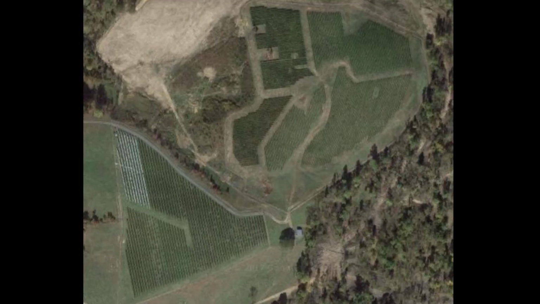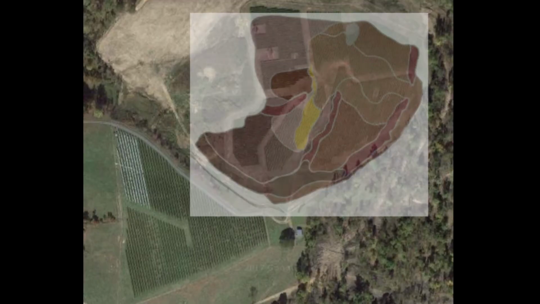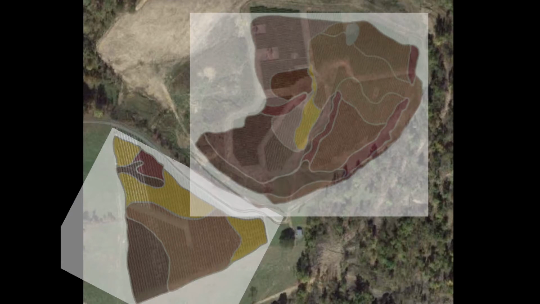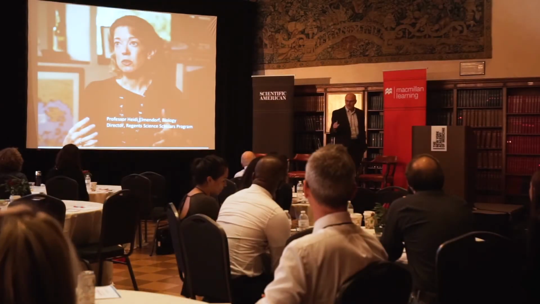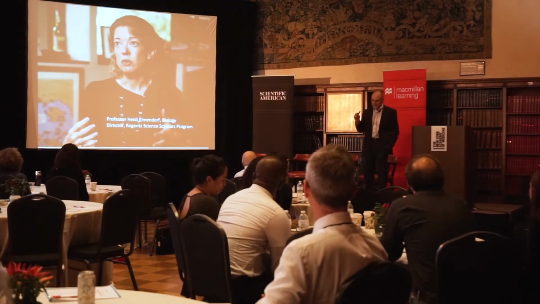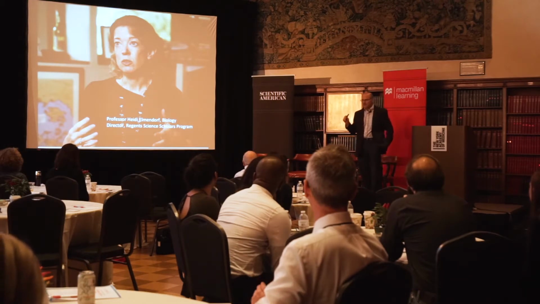That's the vineyard from the sky. On his website, he's got maps of which kinds of soils. This is the professor. 2 points. If I had time, I'd play you a video clip, but because I don't have time, I will, as a rare occasion, speak for her.